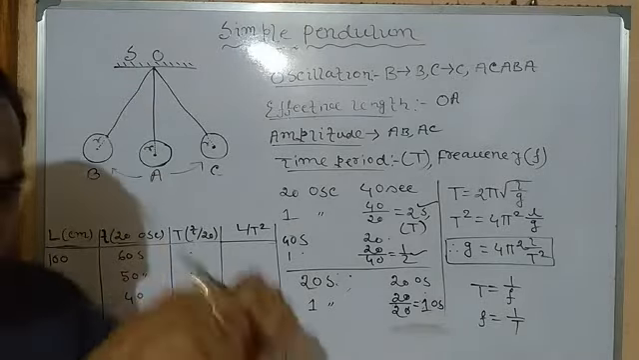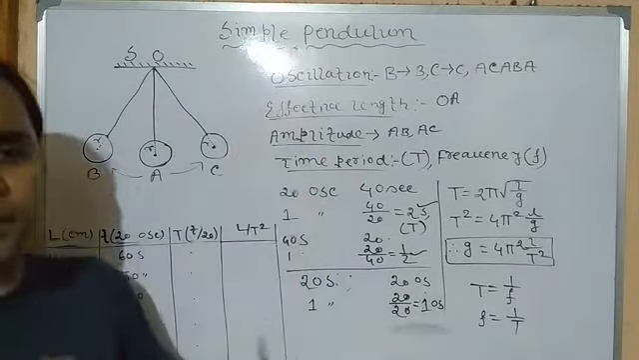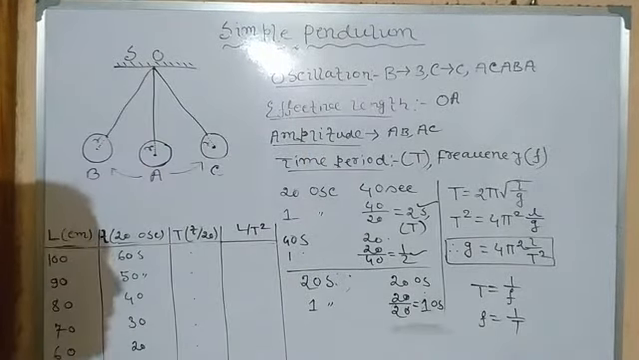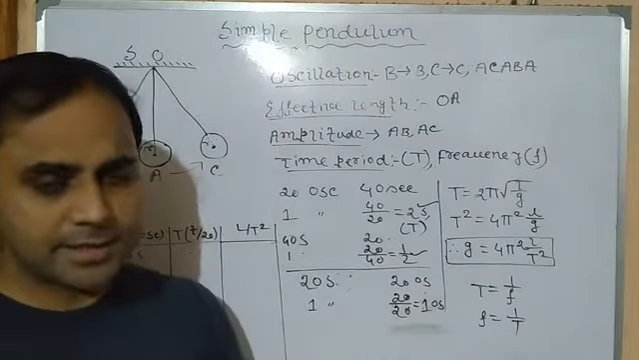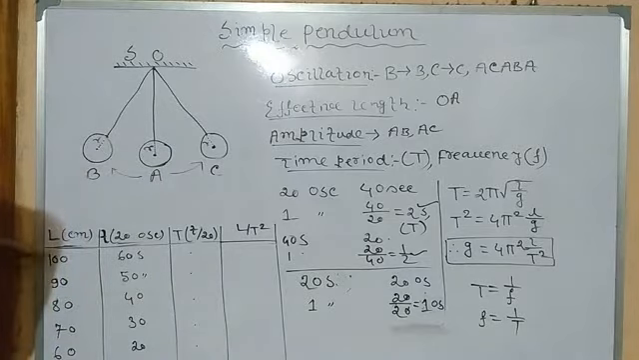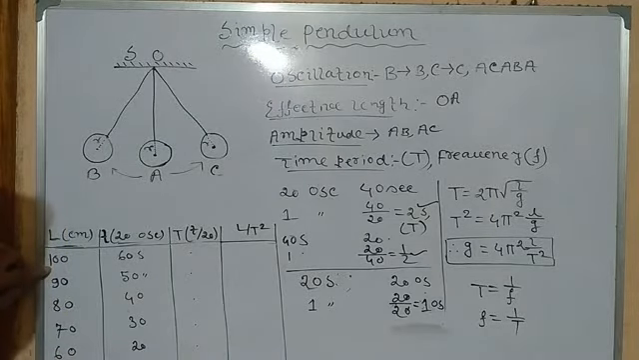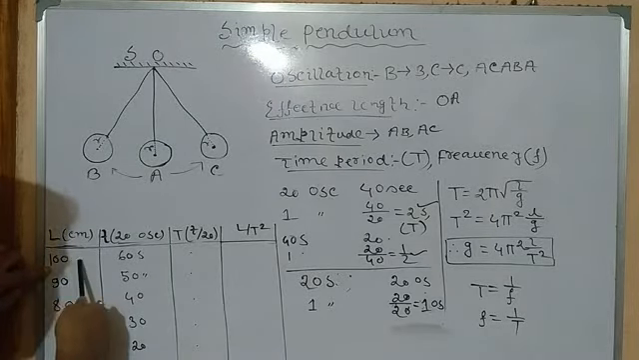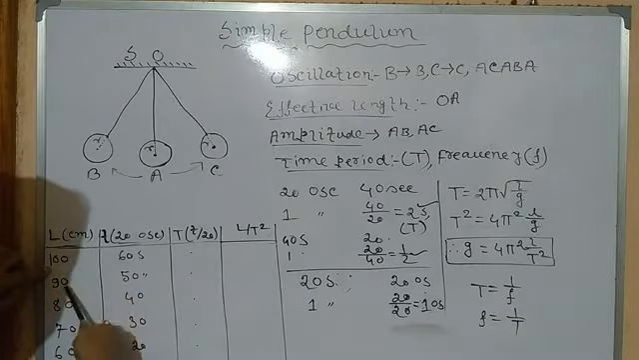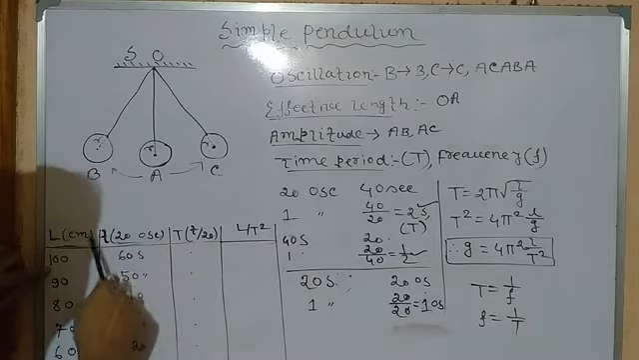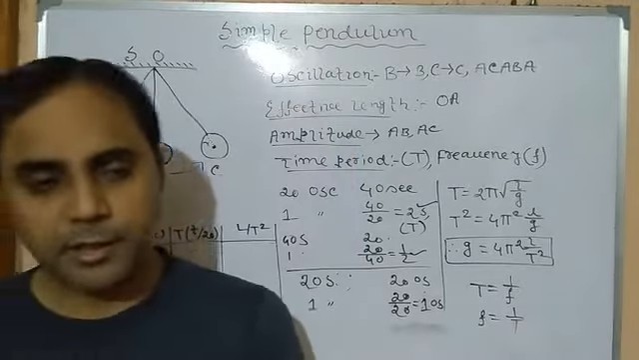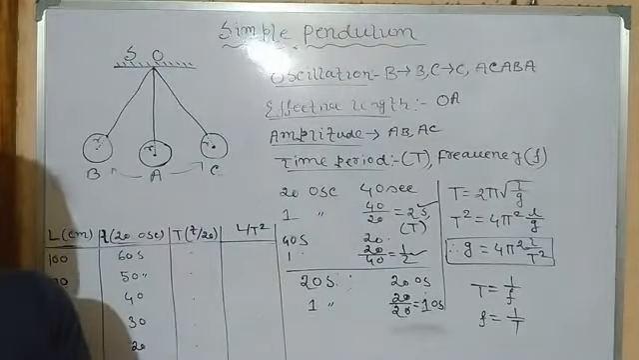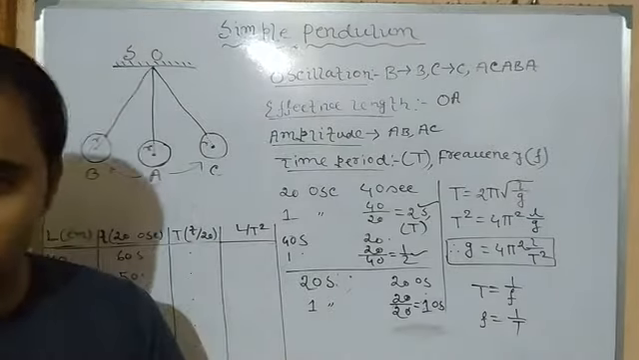It means we will take a long thread and we will just increase or decrease the length of the string. We will manage it either in ascending order or in descending order. Here we have taken it in descending order. At first the length of the string is 100, then 90, 80, 70, 60 and 50 centimeter. For each effective length we will calculate the required time for 20 oscillations. When the effective length of the string is 100 centimeter, we will take the required time for 20 oscillations.